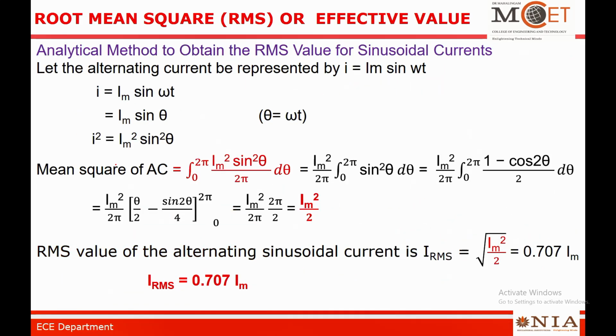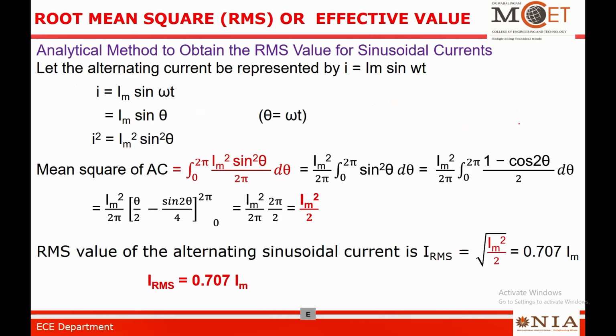Now there is an alternative analytical method to obtain this RMS value for a sinusoidal current. So let us consider this equation: small i is equal to Im sin omega t. In our previous video lecture on electromagnetic induction, we mentioned that this omega t is represented by theta. So here also the same: small i becomes Im sin theta. Applying squares, i square is equal to Im square sin square theta.